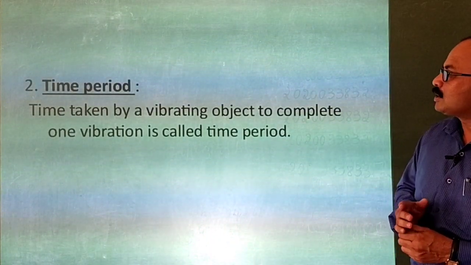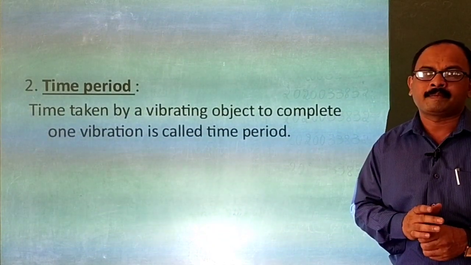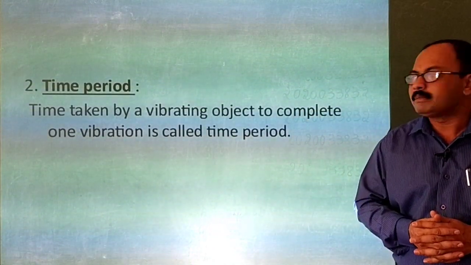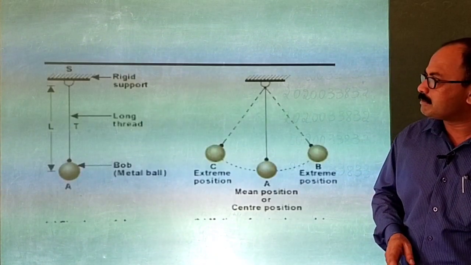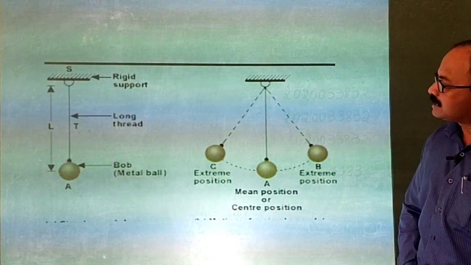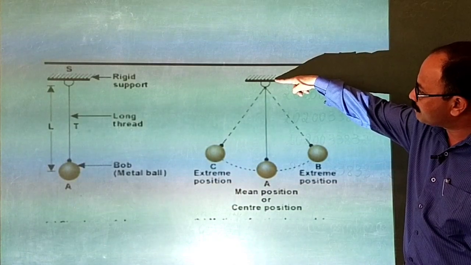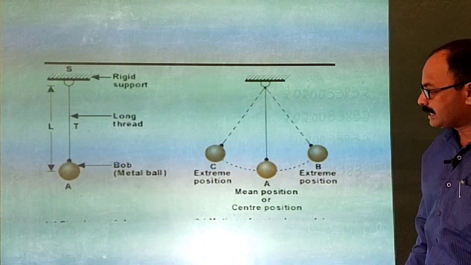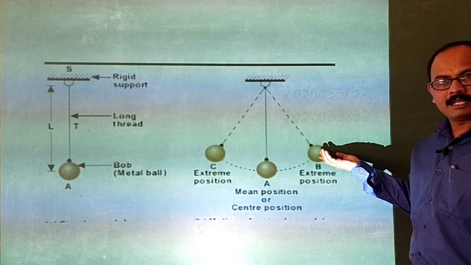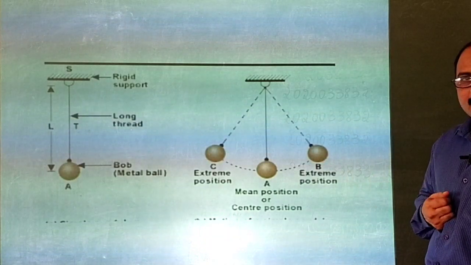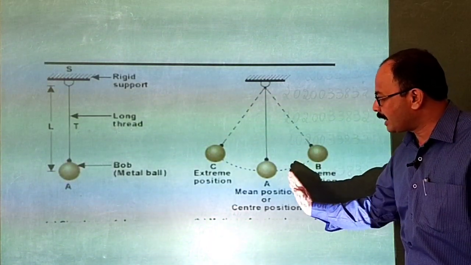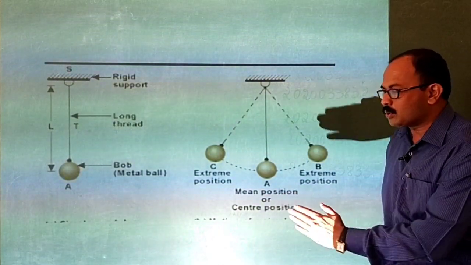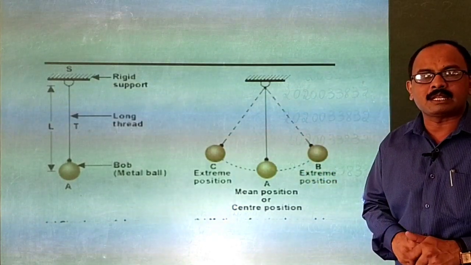Time taken by the vibrating object to complete one vibration. To complete one vibration or one oscillation, how much time does it take? See, this can be explained better using this diagram, student. It is a pendulum. Length of the pendulum from here to here, it is a bob. This is the central position which is at rest. Bring it to this displacement. Slowly you release the bob, then it goes to A and reaches C, then it comes back to A and B, it starts oscillating. The to and fro motion of an object from the fixed position is known as oscillation.